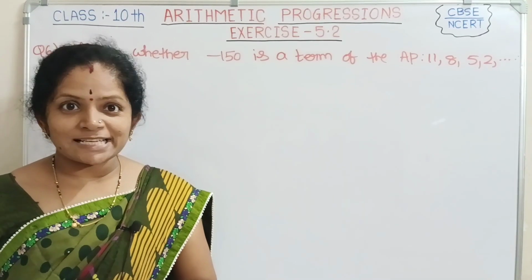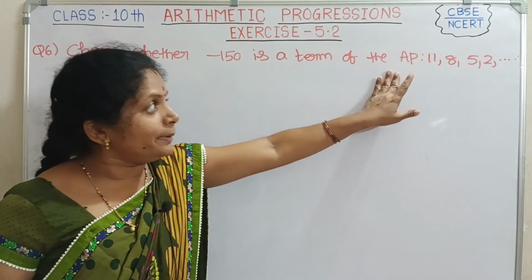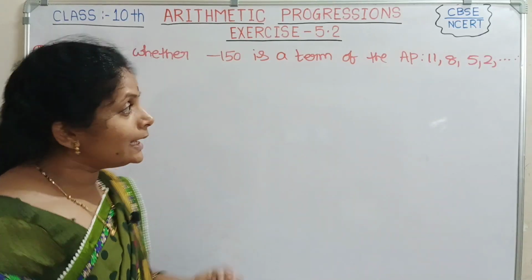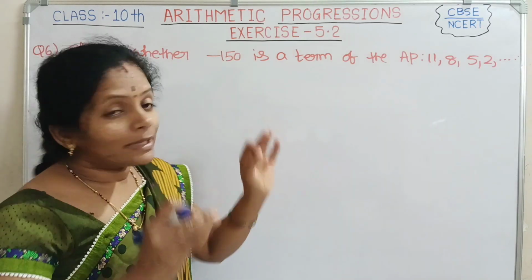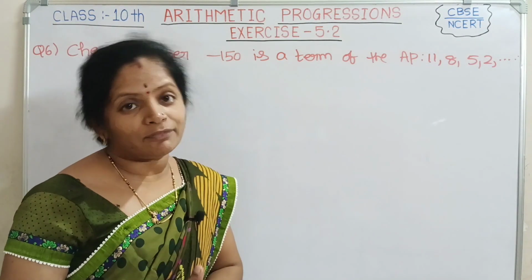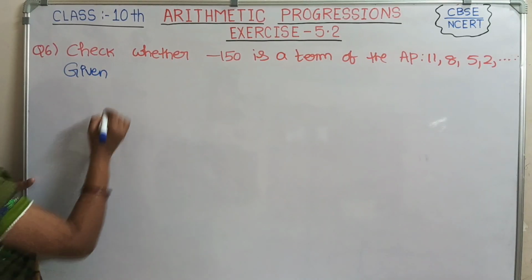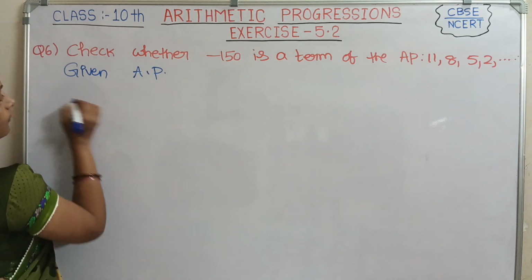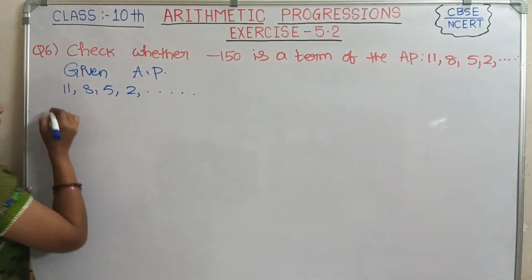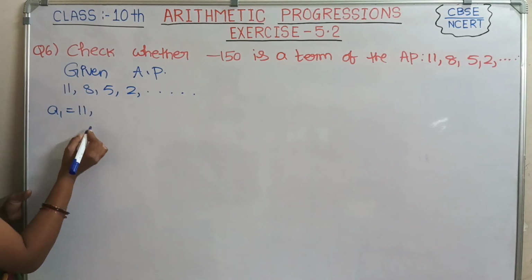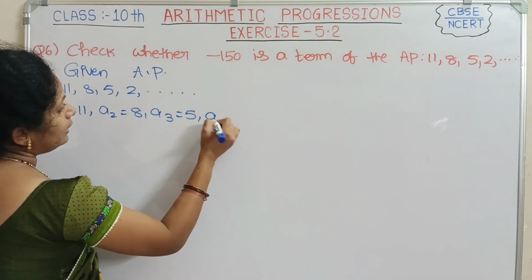Let us take question number 6. Check whether minus 150 is a term of the AP 11, 8, 5 and 2. Here the AP is given to us. Whether this minus 150 belongs to this AP or not, that we need to find here. Write down the given list of numbers here. Given AP is 11, 8, 5, 2 and so on. From this we can write A1 is 11, A2 is 8, A3 is 5 and A4 is 2.